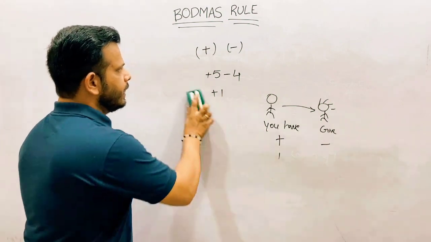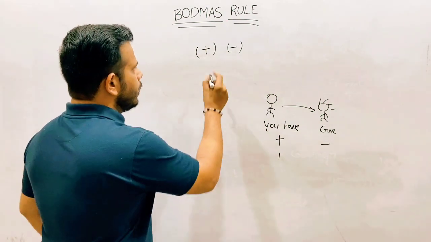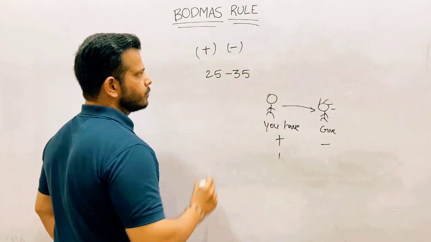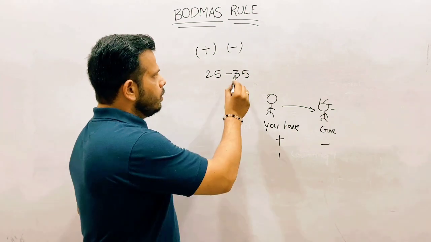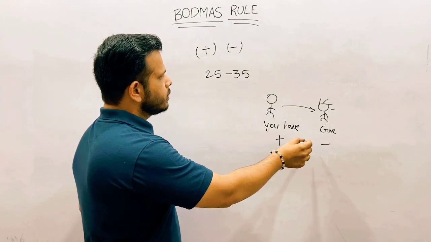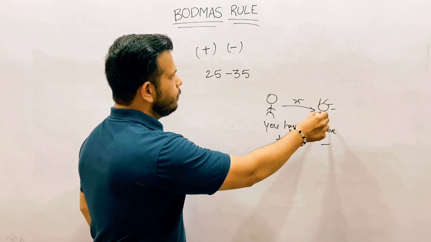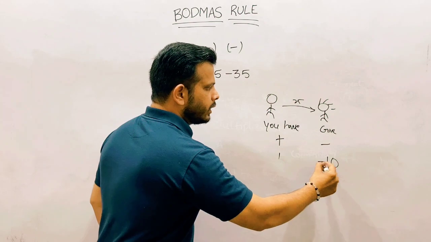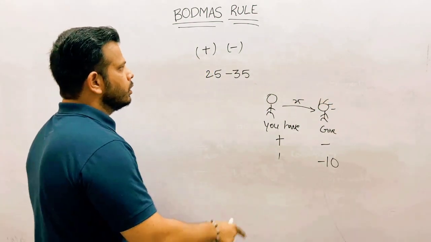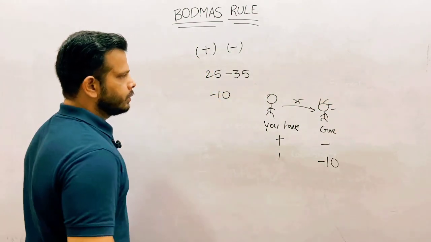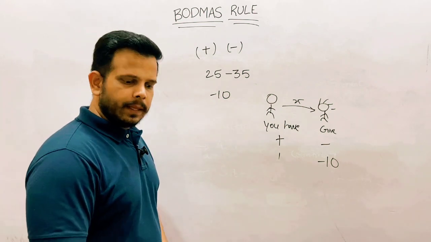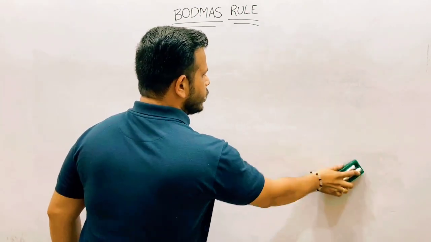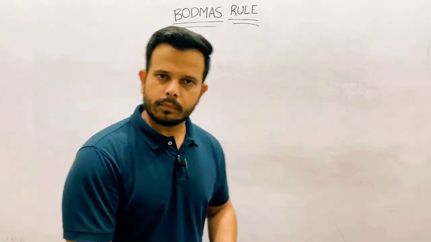Let me take another number. You have 25 rupees, but you have to give 35 rupees to someone. After giving 25 rupees to this fellow, still you have to give 10 rupees to him. So it is negative, minus 10. Understood, dear students? Positive is what you have and negative is what you have to give.